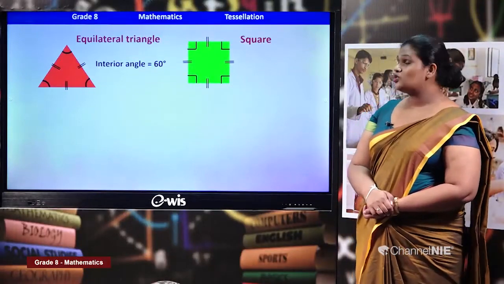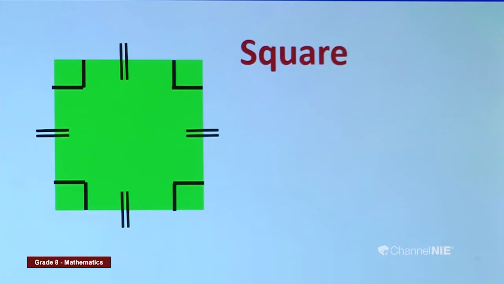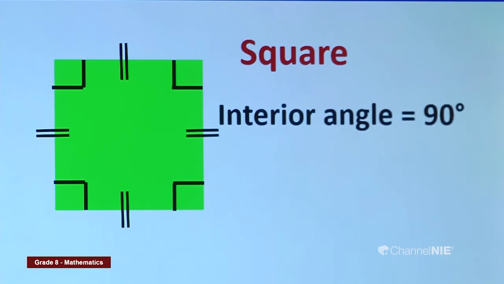Here we can see a square. A figure consists of four sides. Now here all four sides are equal in length. What can you say about the angles? All four angles are equal in magnitude. Right, the magnitude of the angles are equal. So we can say the magnitude of an interior angle is equal to 90 degrees.